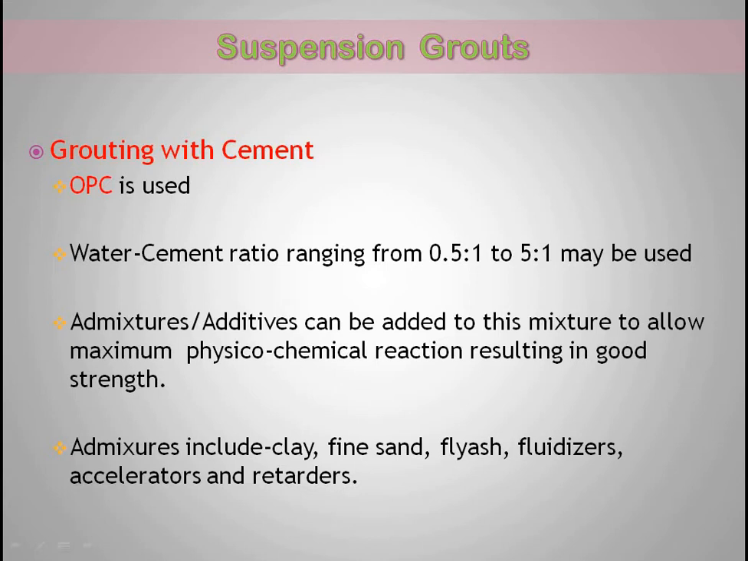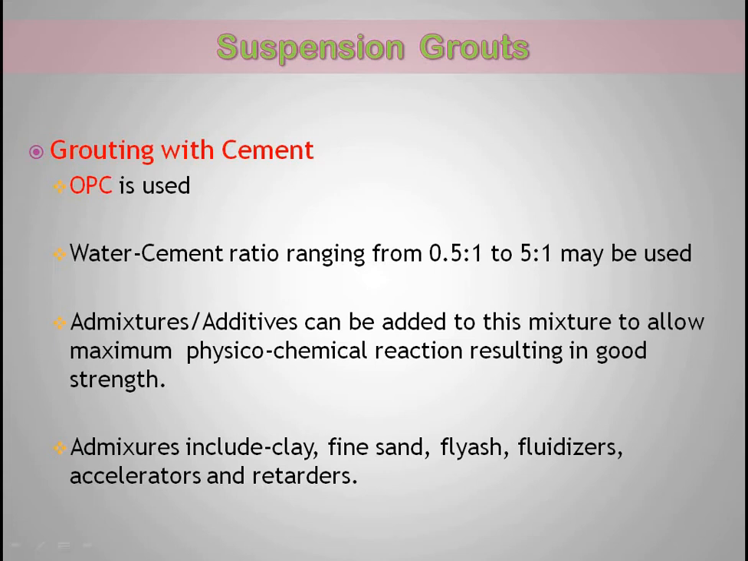Whenever we are using cement for any construction purpose, we have to be very careful with the water cement ratio. Here the water cement ratio is selected based on the type of soil and normally ranges between 0.5:1 to 5:1. As cement is costly, we can also use lime as an alternate material which is cheaper than cement grouting. That we call lime grouting.